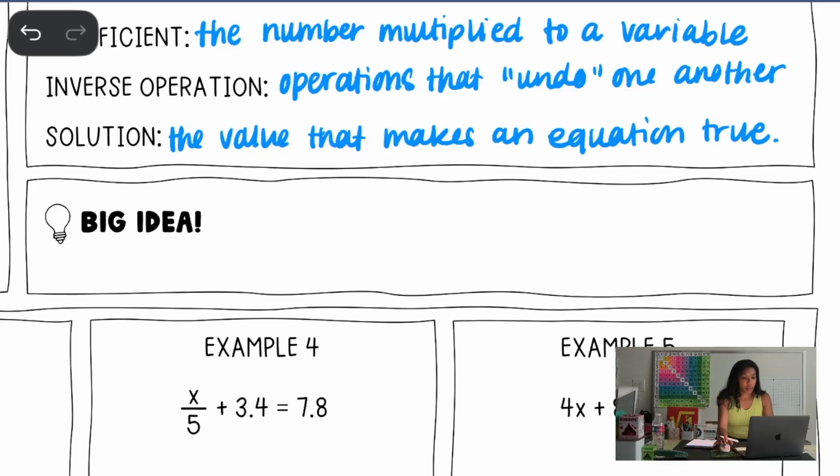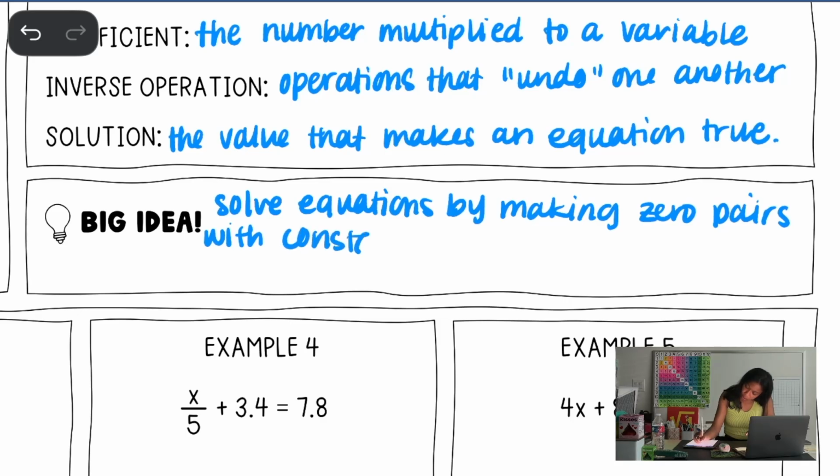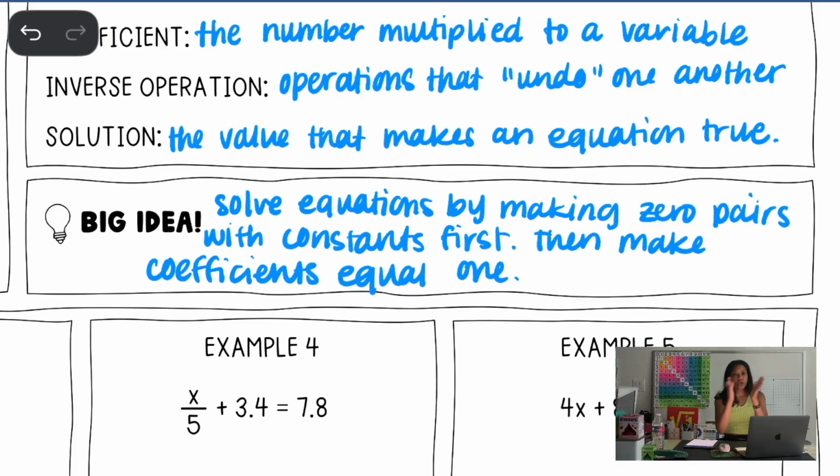So here is our big idea. We're going to solve equations by making zero pairs with constants first, then make coefficients equal 1. So zero pairs first, coefficients are 1.